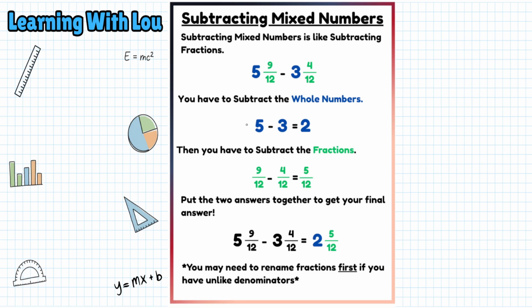So 5 minus 3, those are the two whole numbers. 5 minus 3 gives you 2. Then you go ahead and subtract your fractions. 9/12 minus 4/12 gives you 5/12. And then you just put your whole number and your fraction together to get your final answer. 5 and 9/12 minus 3 and 4/12 equals 2 and 5/12.